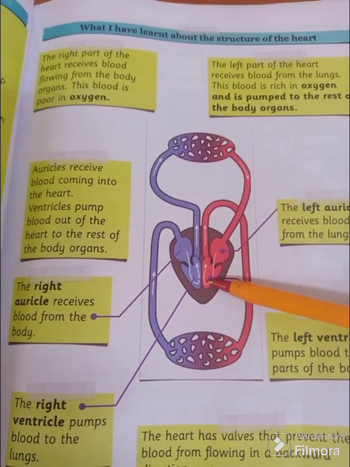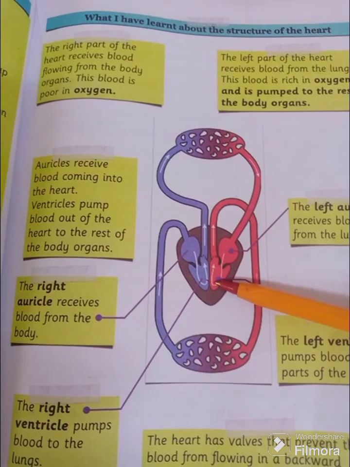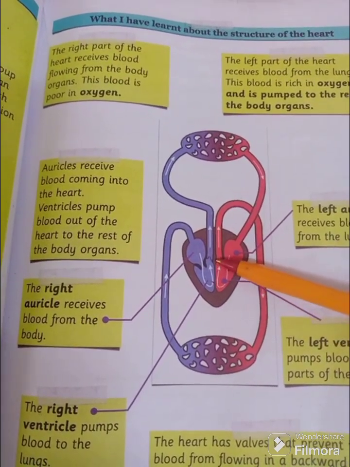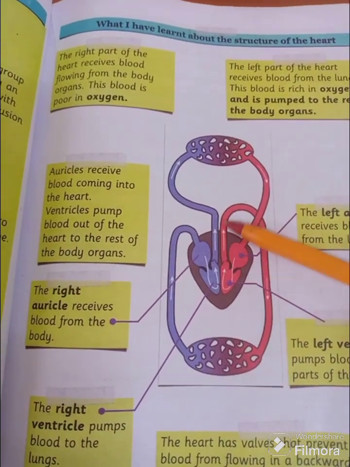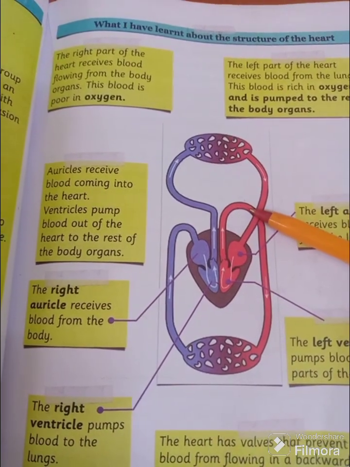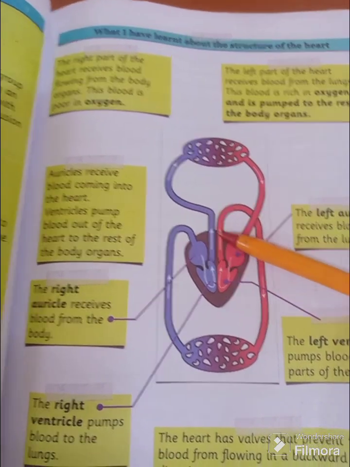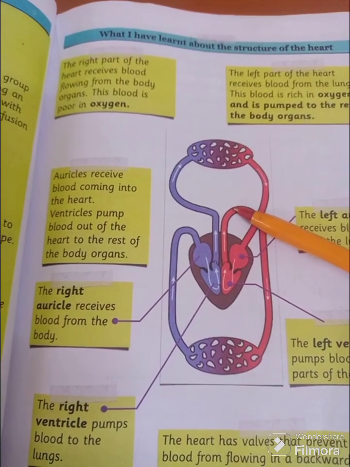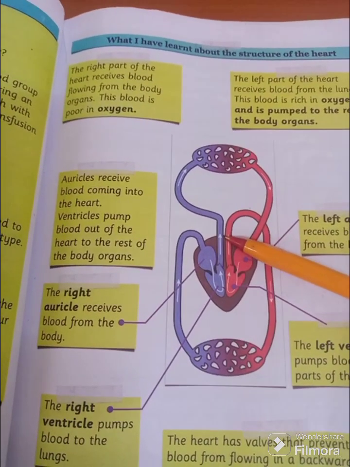Then from there, the blood will flow to the left ventricle. Then the left ventricle will pump blood to all parts of the body through the aorta. So this is the aorta. The main vein is the vena cava, and the main artery is the aorta.